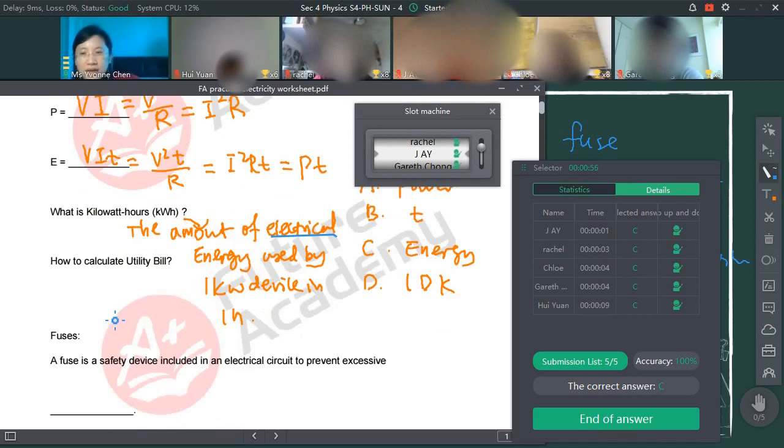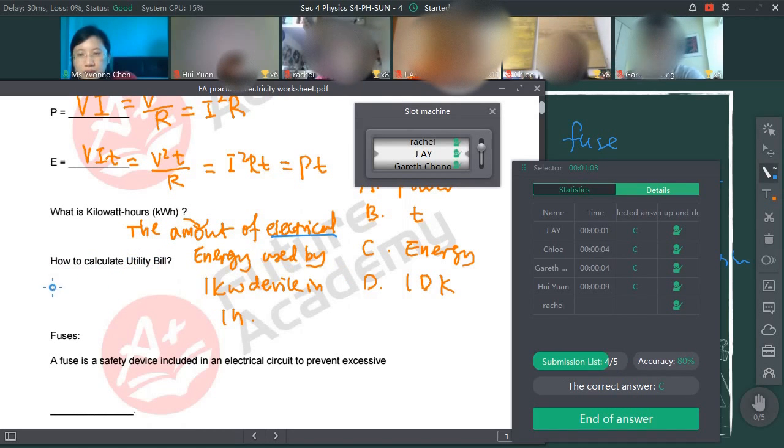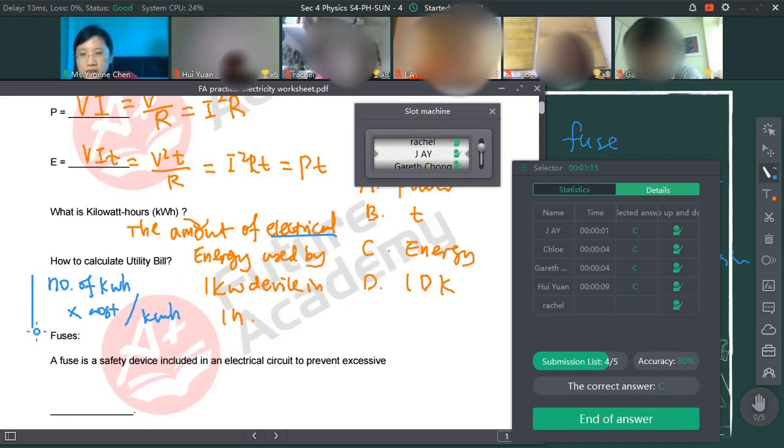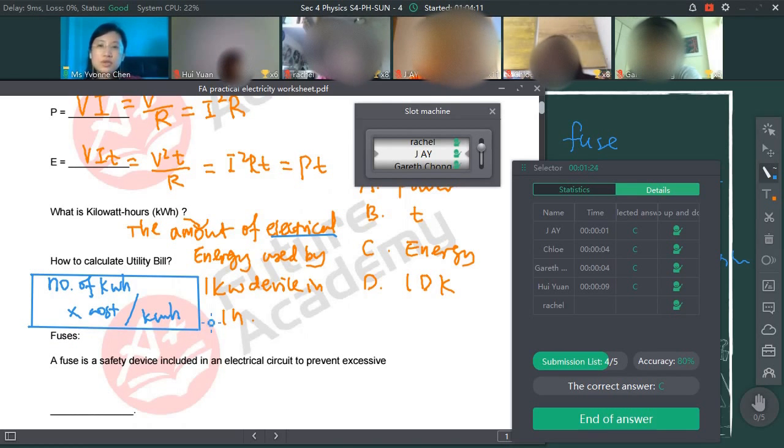Okay, so then how do we calculate the electricity utility bill? What we are going to do is use the number of kWh times the cost per kWh. That's the formula for us to calculate the utility bill. Okay, so far okay? Everyone okay? Any question? Please raise your hand if you have any question.